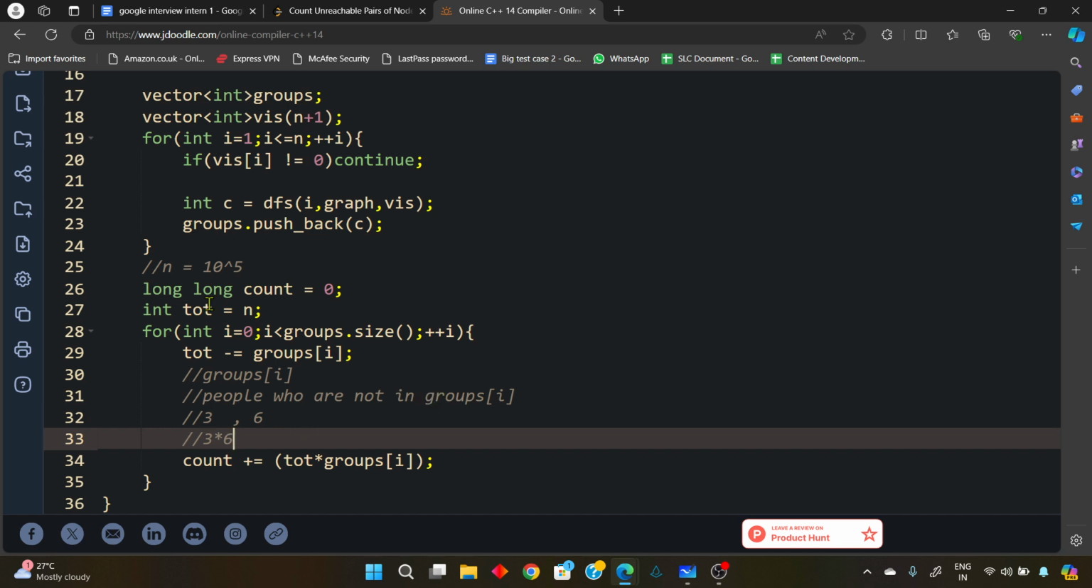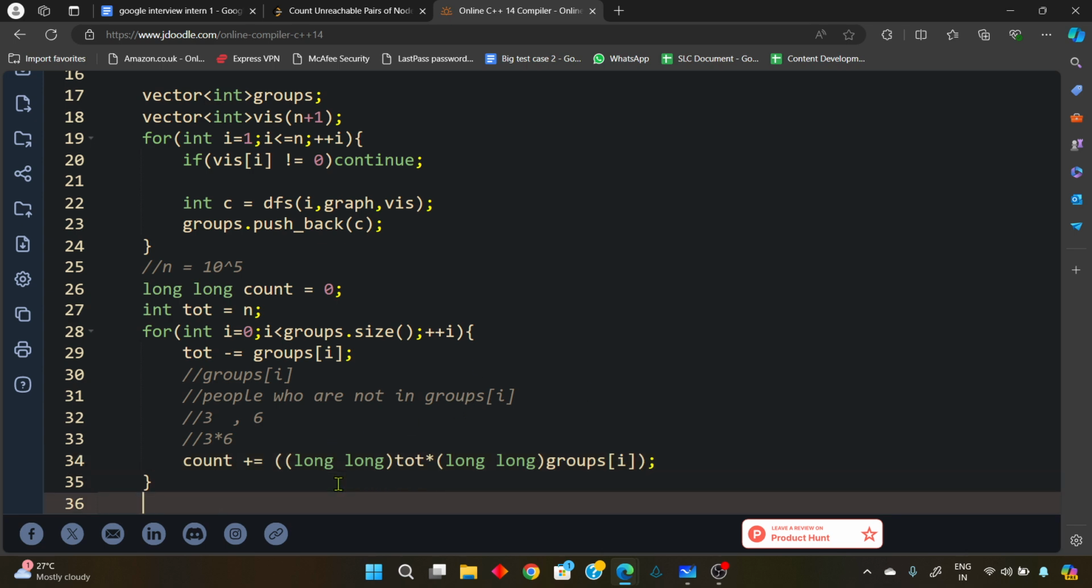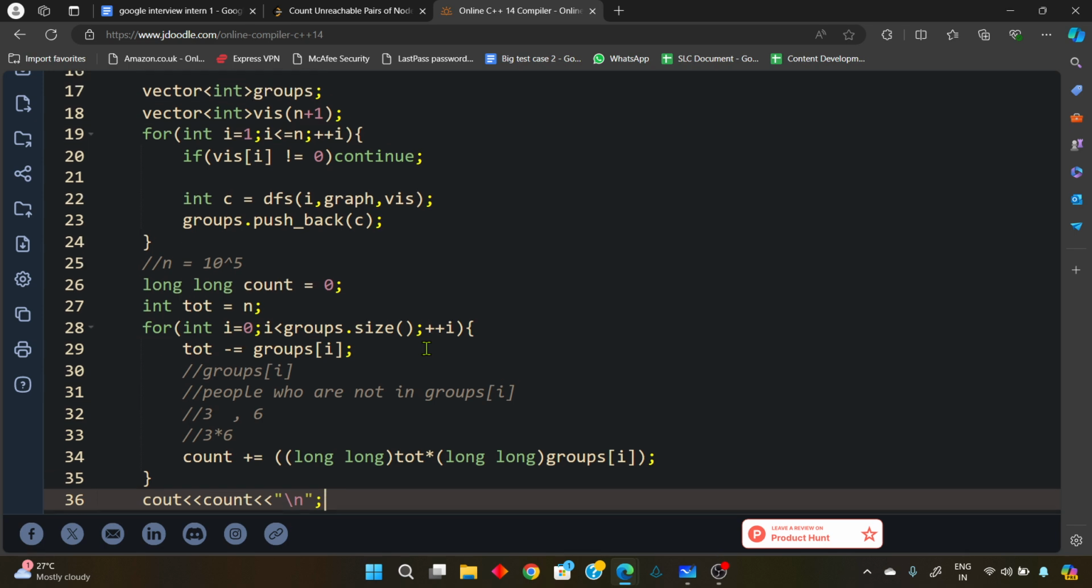Okay. Now you need to be careful here a bit because you are dealing with int and long together. So yeah, I just did this typecasting. I converted everything. And here we will print how many pairs we can form. Okay. That is the code for it.